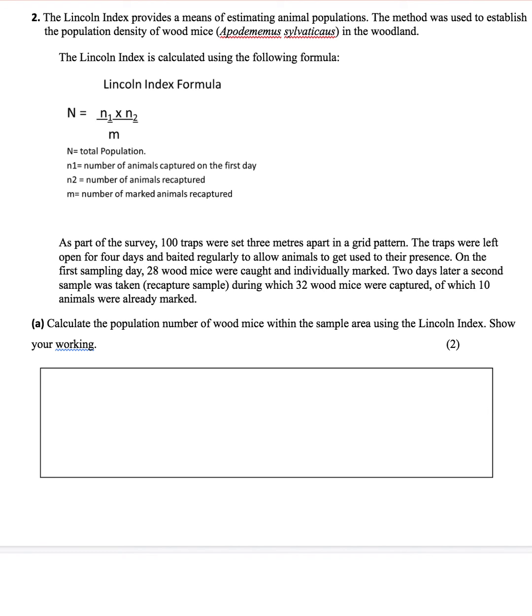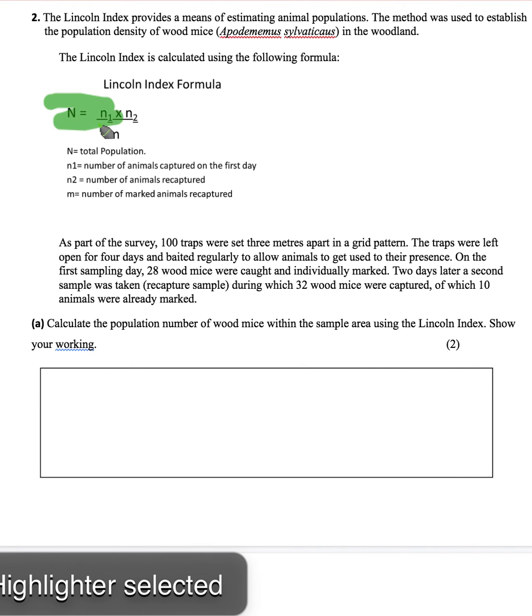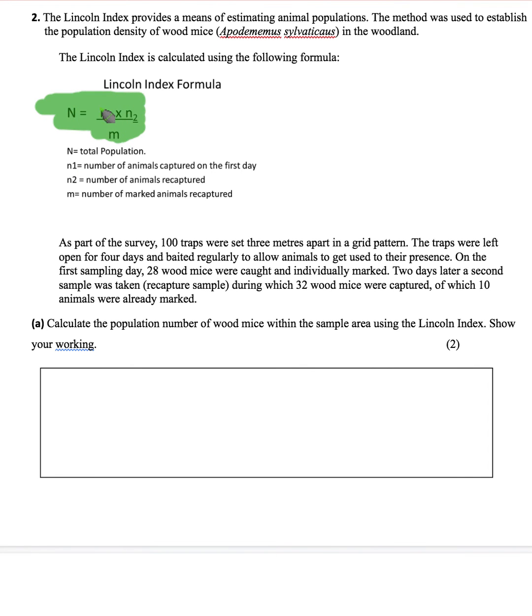Okay, so now let's have a look at the Lincoln Index. So how do we do this? You're given the formula here. Okay, there's your Lincoln Index.